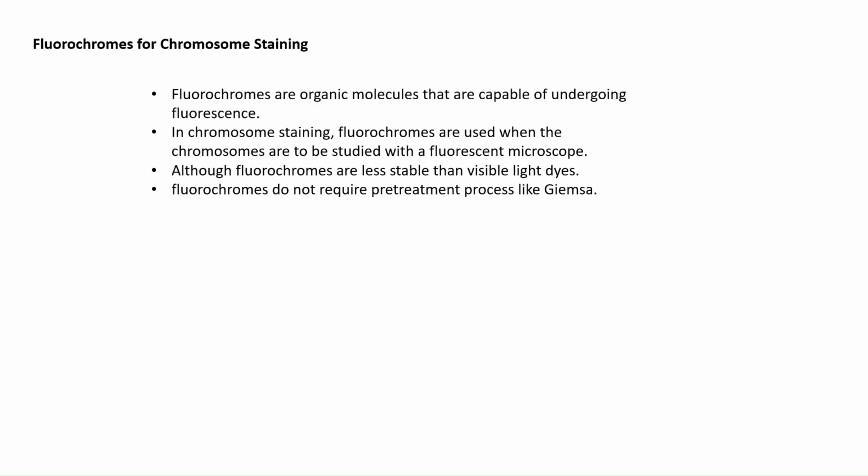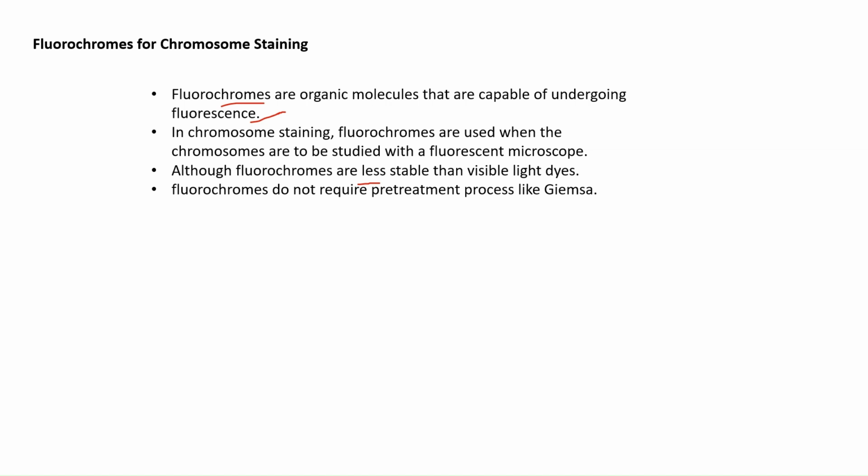Next, apart from Giemsa staining, what kind of stain is the Giemsa? It is a visible dye. Now we can also stain the chromosome using some fluorochromes. These are organic compounds that are capable of undergoing fluorescence. In chromosome staining, fluorochromes are used when the chromosomes are to be studied under a fluorescent microscope. Although fluorochromes are less stable than visible light dyes, fluorochromes do not require any pre-treatment like Giemsa.